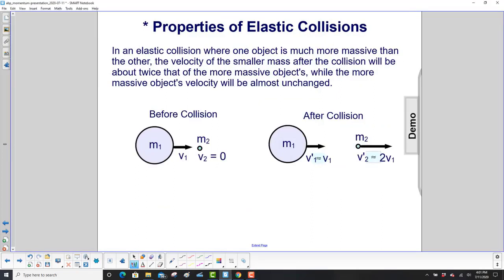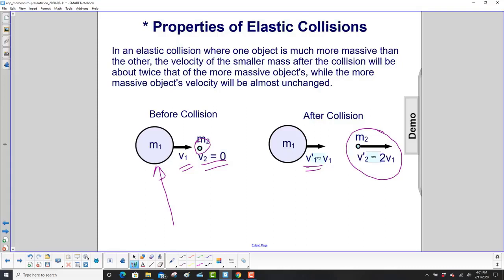There's another special case where you have an elastic collision where one object, in that case m1, is much, much bigger than m2, much more massive than m2. Let's say m2 is at rest and the first mass has a velocity v1. After the collision, the smaller object will take off with twice the velocity of the big object, and the big object will basically keep its same speed. It'll slow down a teeny bit, but you won't even notice it.